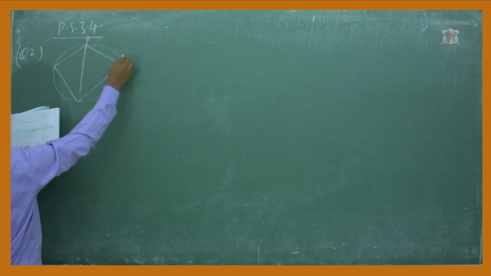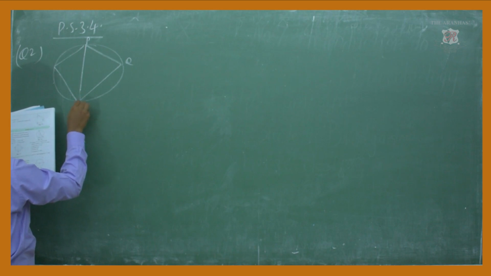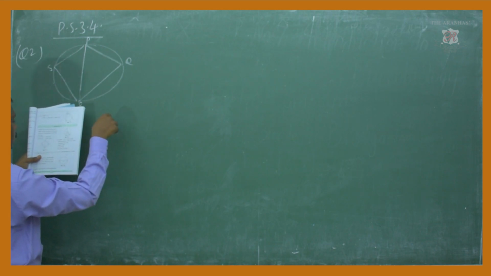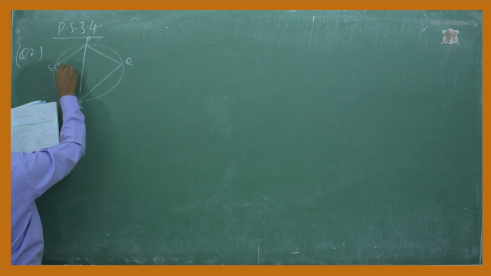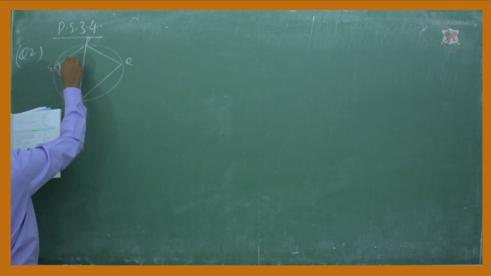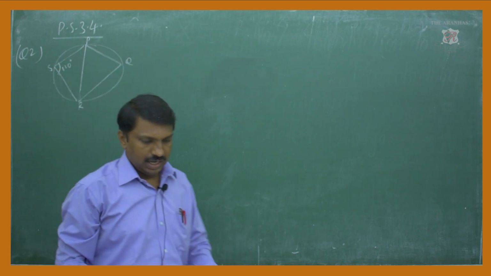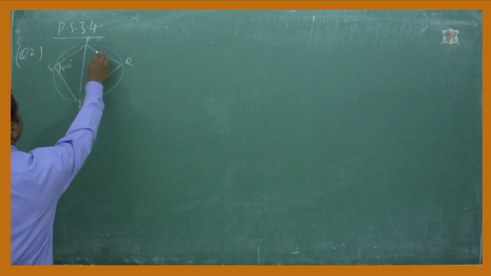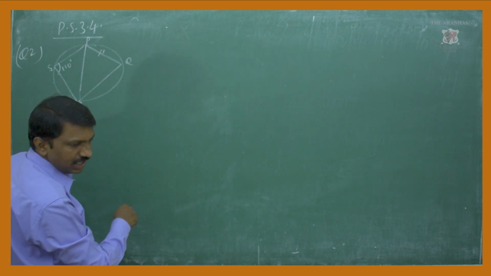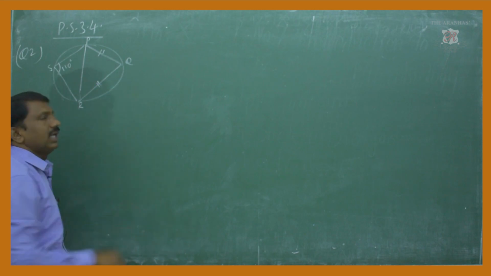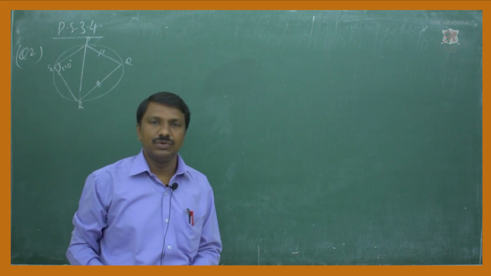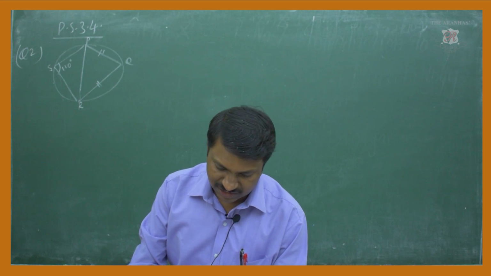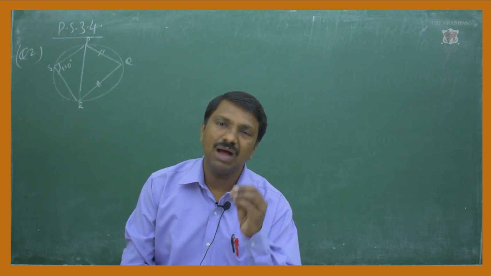This is PQRS. It is a cyclic quadrilateral. Angle PSR is 110 degrees, and more is given: segment PQ and segment QR are congruent, and then find the value. I think in the previous session we discussed the half part.